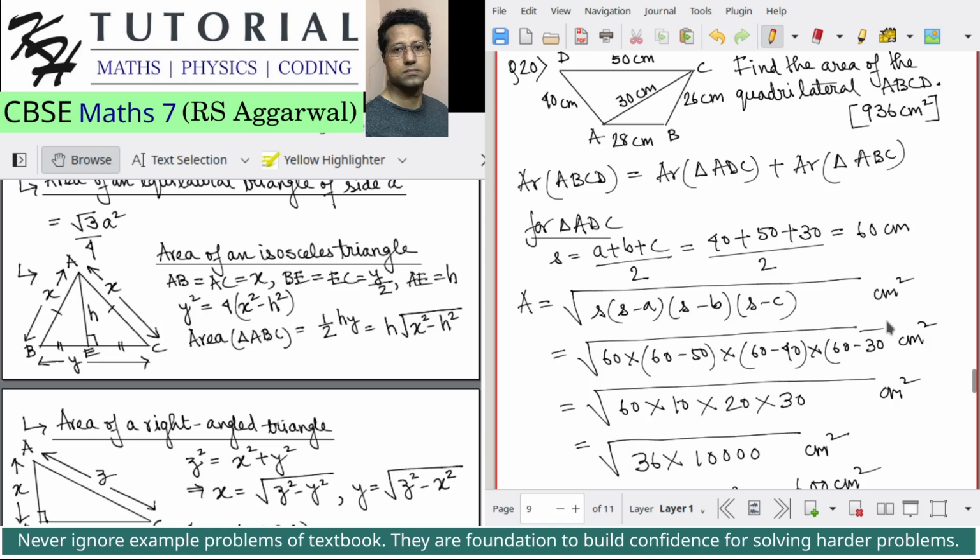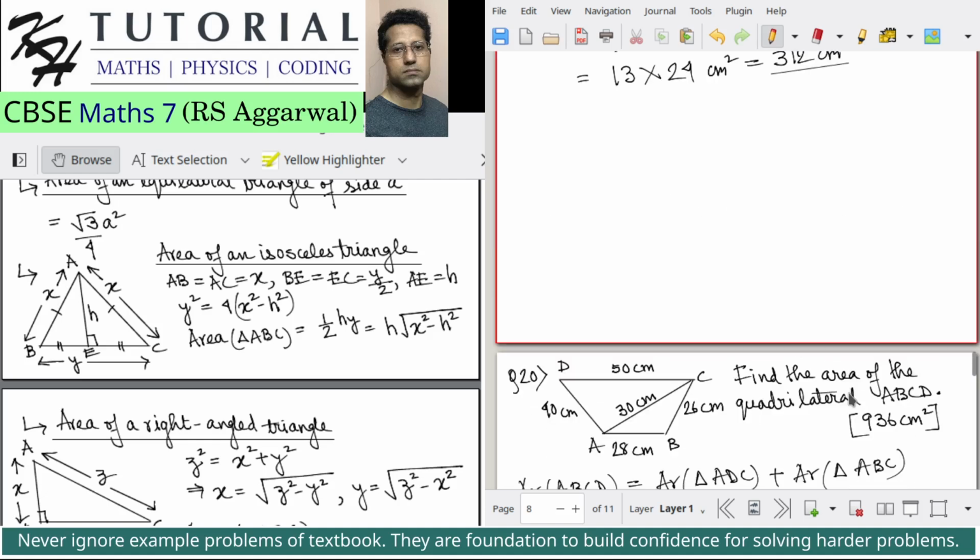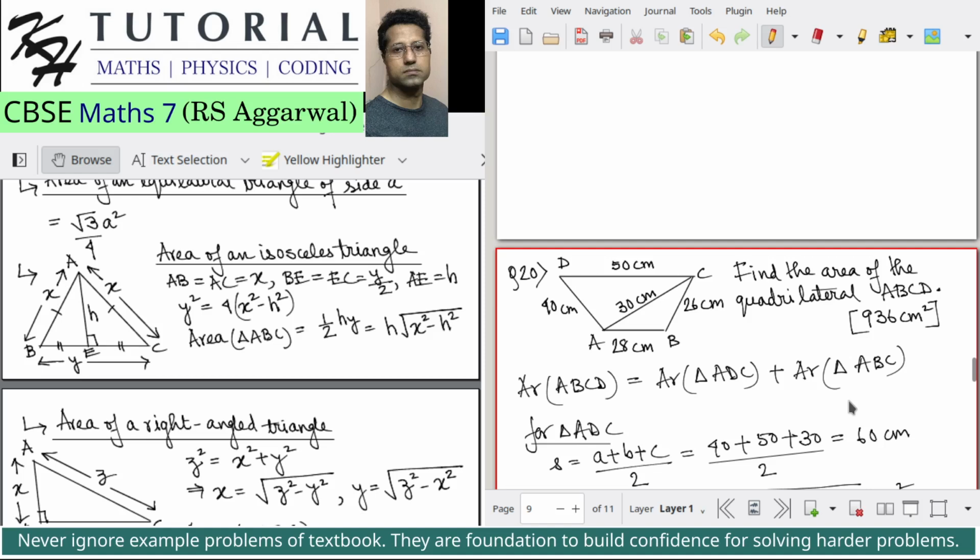So with this, it comes to an end in solving question number 11 to question number 20 from the exercise 20D, from the chapter of mensuration. So all the problems in this exercise are based on area of triangle. The remaining problems, I think there are 4 or 5 problems, I will do in the next video, which is coming soon.